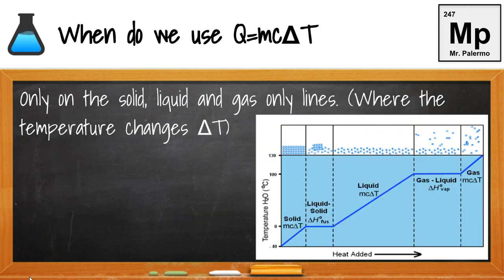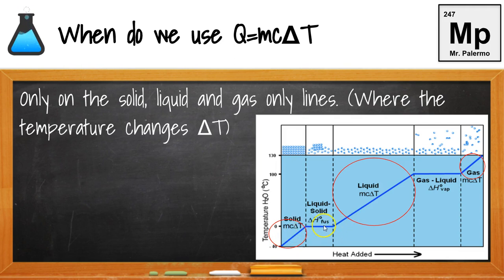So when do we use our equation Q equals mc delta T for heat calculations? Well, we can only use that on the solid, liquid, and gas only lines on our heating curve here. This is where the temperature changes. There is an actual delta T, a change in temperature.